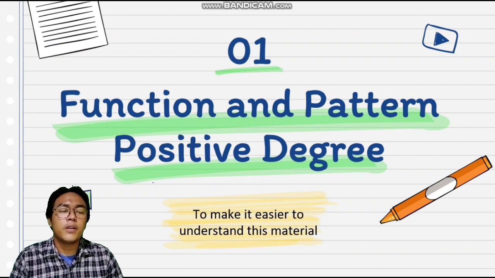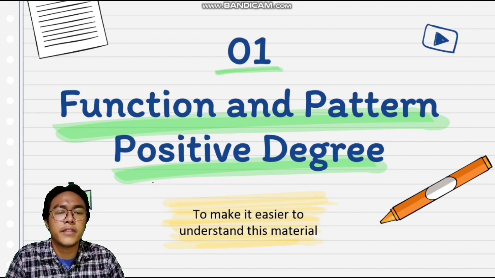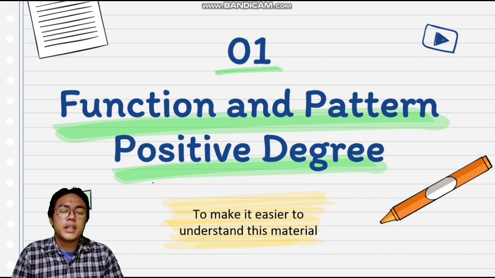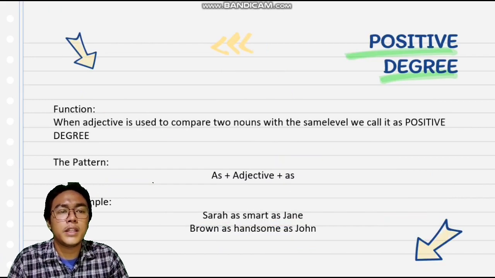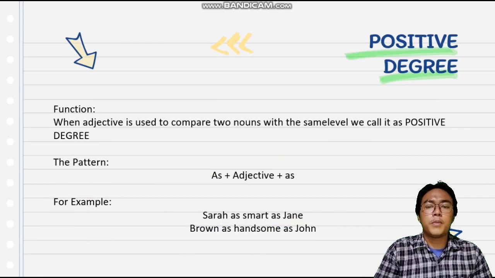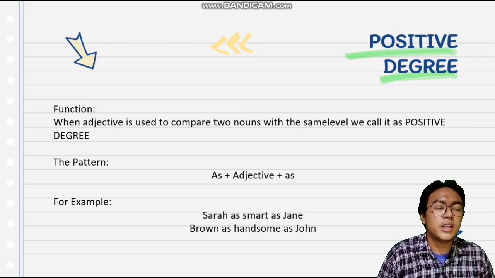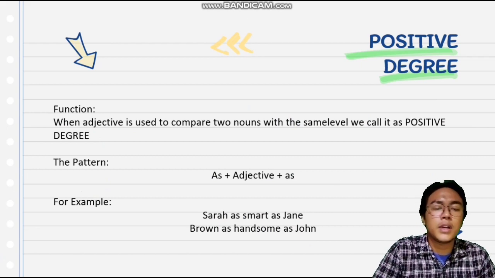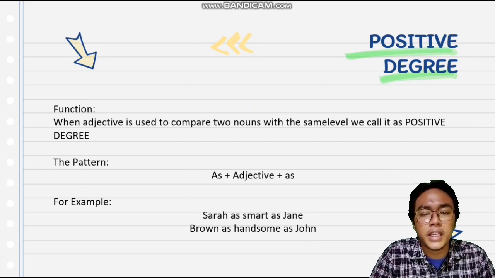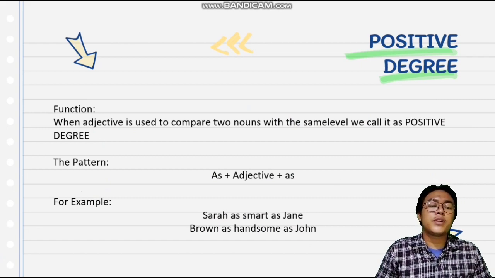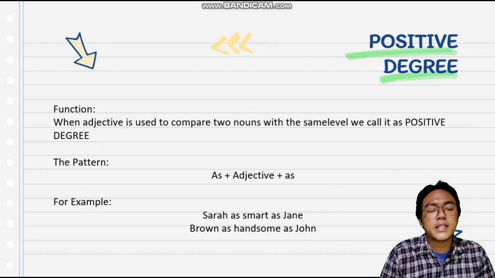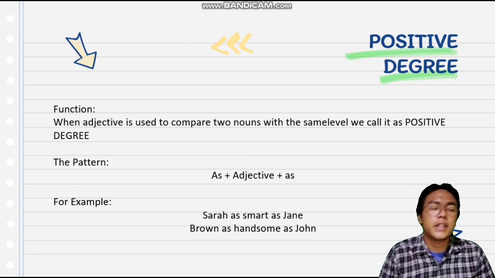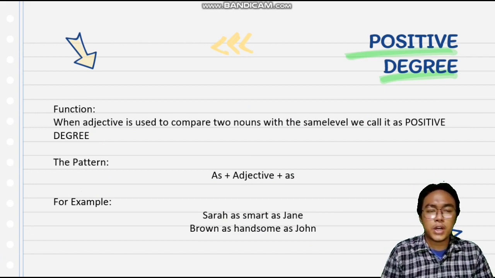Okay, next, the function and pattern of positive degree. This is to make it easier to understand this material. Okay, we're gonna check it. The first one is the positive degree. The function of the positive degree: when an adjective is used to compare two nouns with the same level, we call it positive degree. The pattern is as plus adjective plus as. For example, Sarah is as smart as Jane, Brown is as handsome as John.